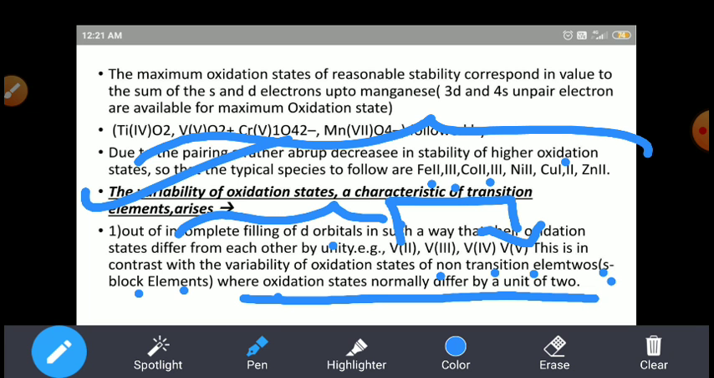So d block elements, due to the unpaired electrons in the d orbitals, show the maximum oxidation state, and when you compare with the s block non-transition elements, they show the lower oxidation state as compared to the d block elements. So this is the characteristic, students. Okay, students, are these points clear?